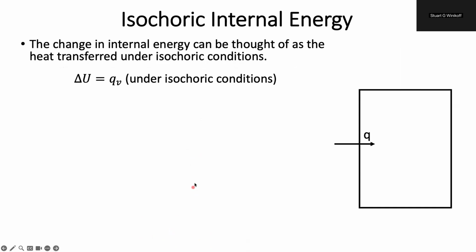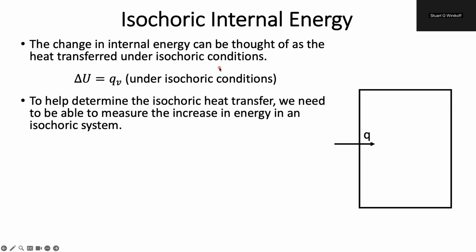And so this also lets us kind of rethink how we think about the internal energy. Because we can also think about changes in internal energy as how much heat it would take to change the system under constant volume conditions. So in order to look at this, we're going to need to be able to measure an increase in energy in an isochoric system, which means we now need to take another look at our state functions for internal energy.